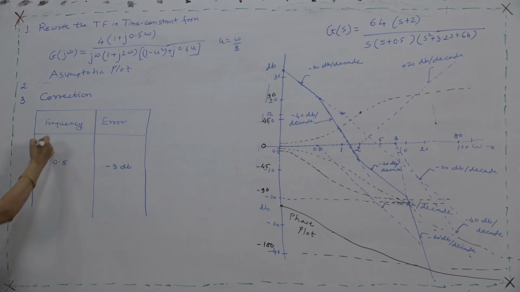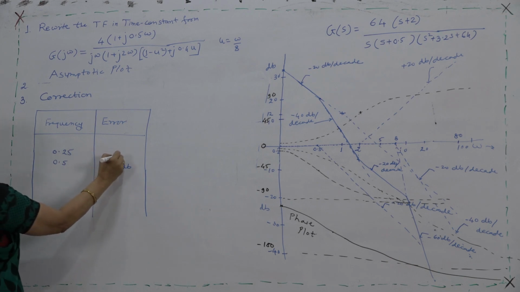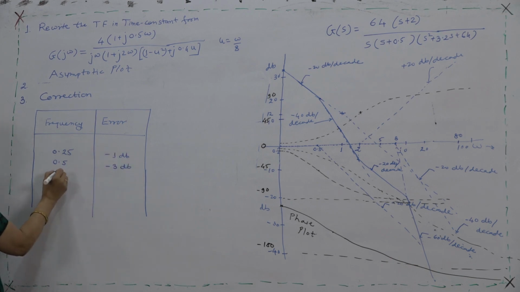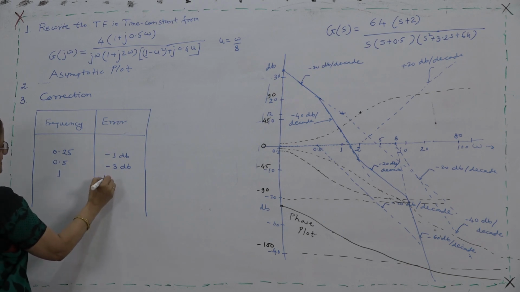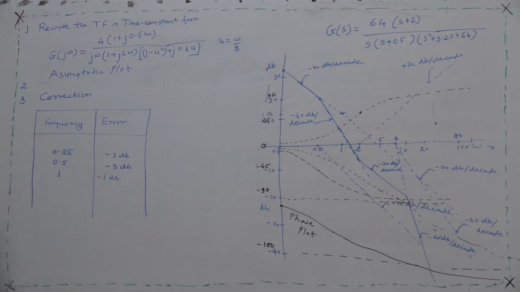One octave above and one octave below you will get minus 1 dB. Octave means half the frequency and double the frequency. Half the frequency means you consider 0.25, you will get minus 1 dB, and here at 1 it is minus 1 dB. Okay. So, due to the term 1 plus j2 omega you will get correction like this. At corner frequency it is minus 3 dB, half the frequency minus 1 dB, double the frequency minus 1 dB.